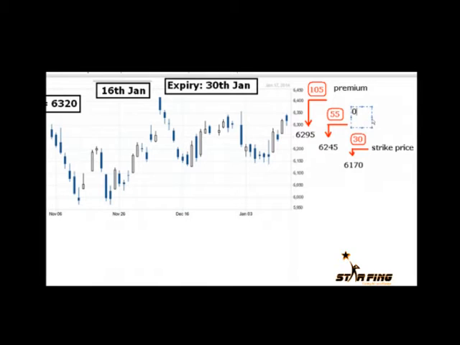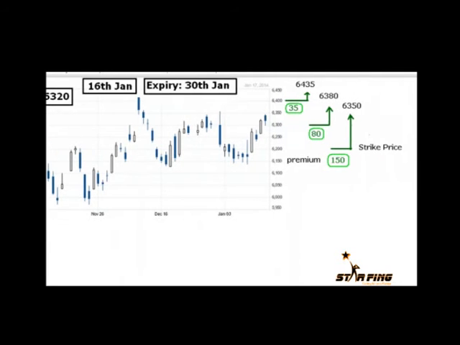This will become 0, assuming markets end up at 6320. This will become 0 as well, and this one will actually become 80, because the market ends up at 6320 at the end of expiry. So this 105 will drop to 80 rupees, because you expected a target of 6295, but the market ended up at 6320. So the put option buyers will actually lose. Similarly, let me put up the values for the call option that we talked about.